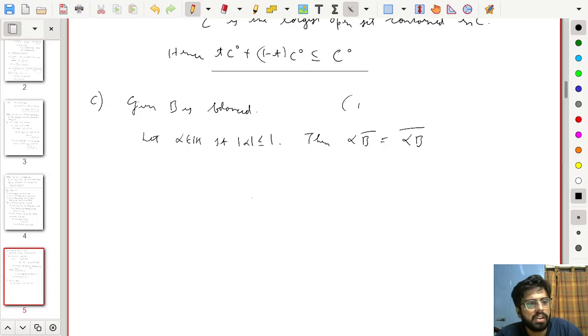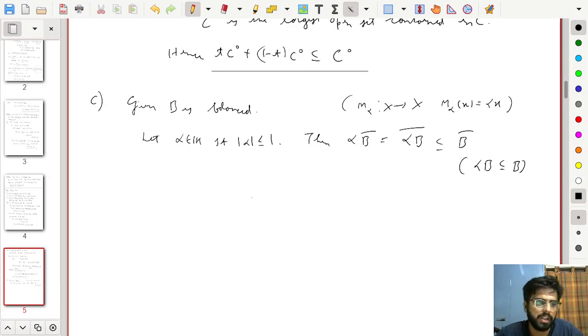This is again because this M alpha map from X to X, where M alpha of x equal to alpha x, is a homeomorphism. So this equality follows from that, right? Since this map is a homeomorphism, we get that alpha times B closure is equal to alpha B whole closure, and this is contained in B closure because alpha B is contained in B, right? Now we take closure on both sides, right? So since alpha B is contained in B, alpha B closure will be contained in B closure, right? So we get that B closure is balanced, right?